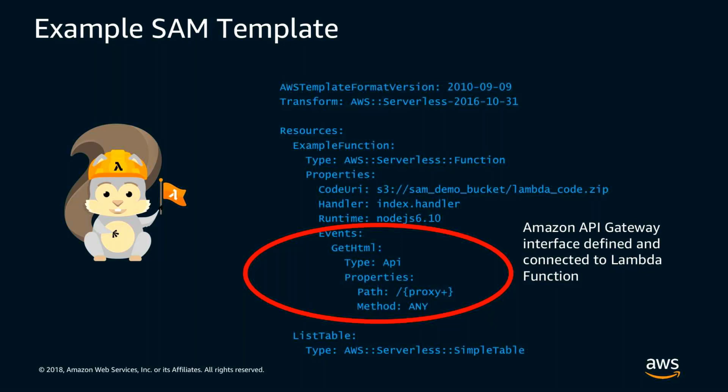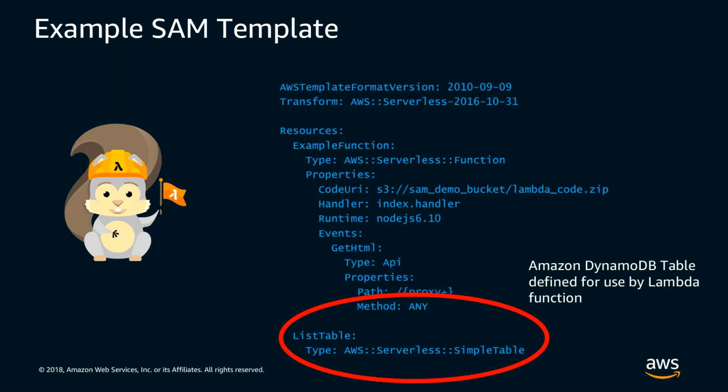And if we wanted to have a simple table, which is actually an Amazon DynamoDB table, this is how we would do it. And this would be maybe defined for use by the Lambda function itself. So that in itself is a full function with a backend database, functionality for running the backend of a website, and an HTTP interface using API Gateway.